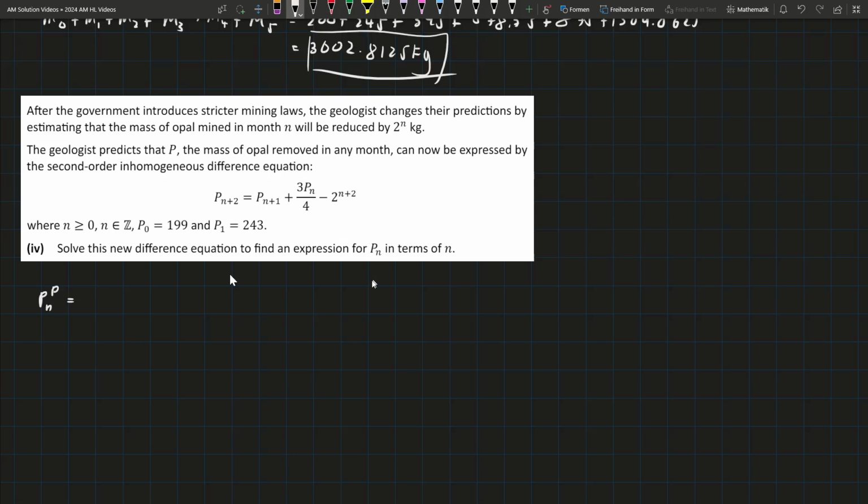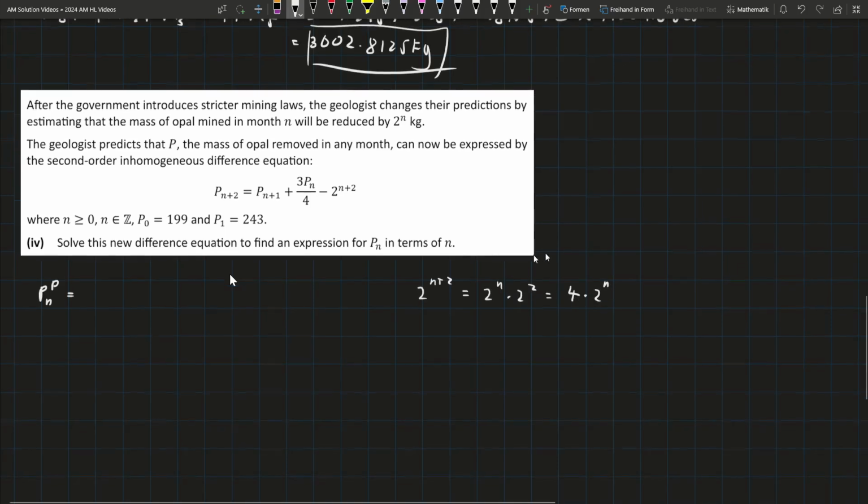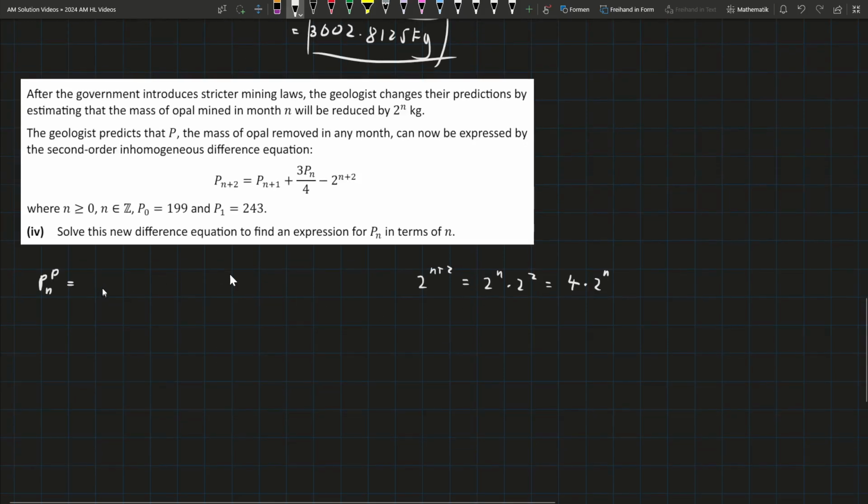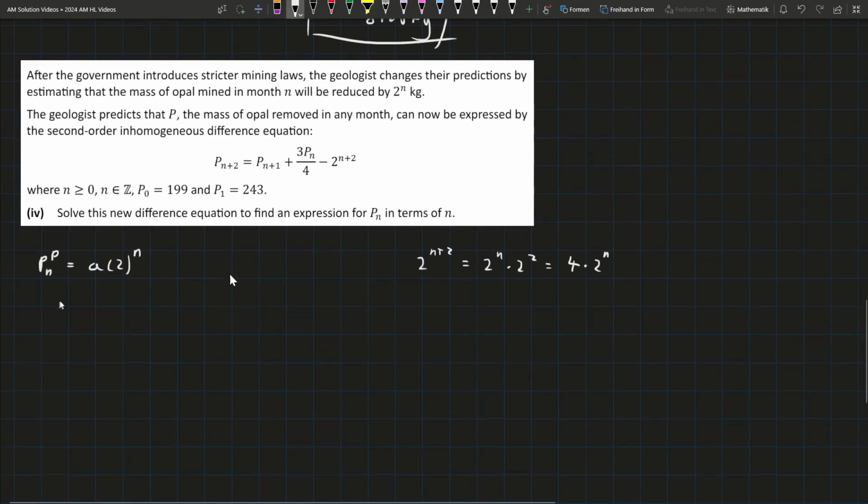So if we take this 2 to the n part, 2 to the power of n plus 2 is the same as 2 to the power of n times 2 squared, which is the same as 4 times 2 to the power of n. So this is an exponential, and our particular solution for an exponential is some constant, which I'll call a, multiplied by the same base to the power of n. So that's our particular solution.